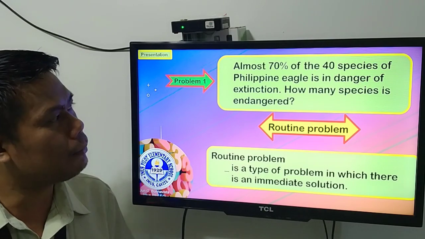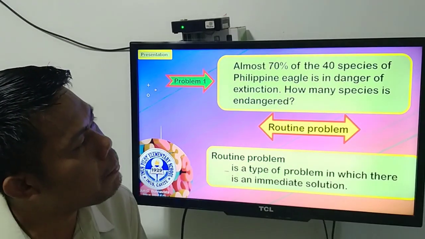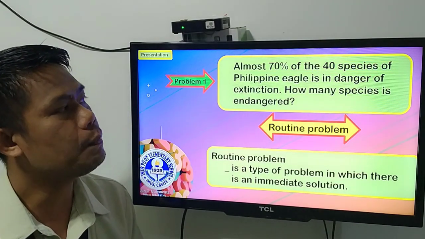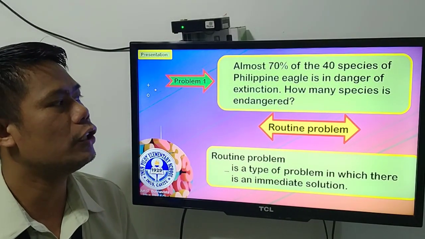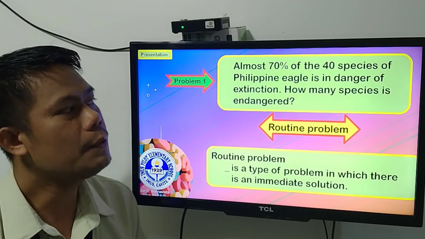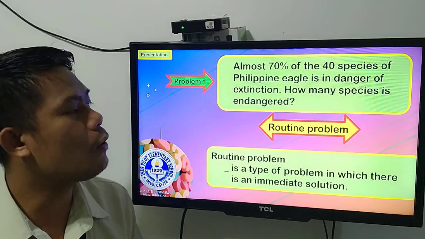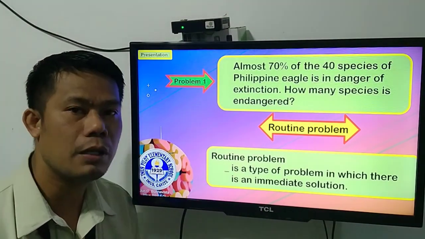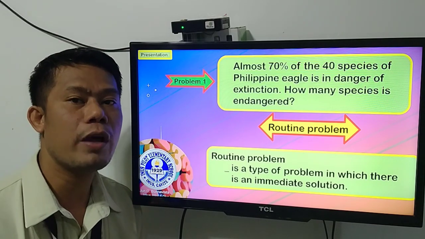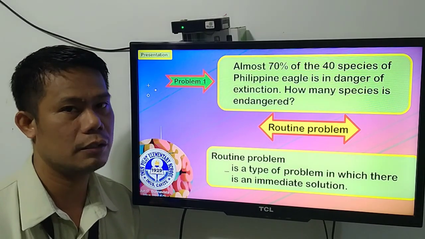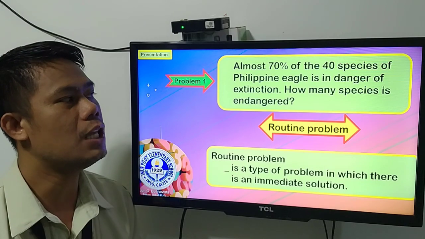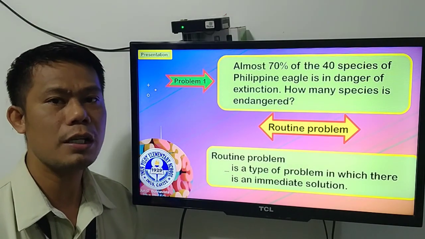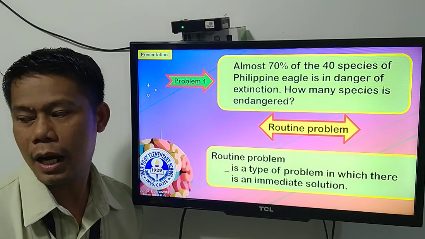Okay, so go back to the problem. Almost 75%. So 75% is the rate. Then 40 species of Philippine eagle is in danger of extinction. So 40 species is the base. The question is, how many species are endangered? So in that kind of problem, you are going to find the percentage, the percentage of endangered Philippine eagle. So you can solve it right away by finding the percentage.